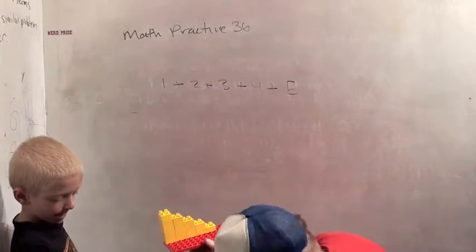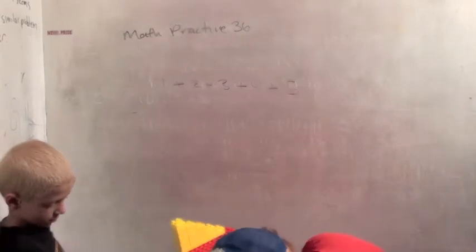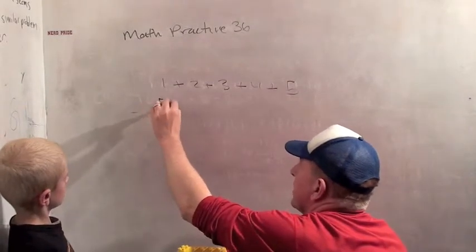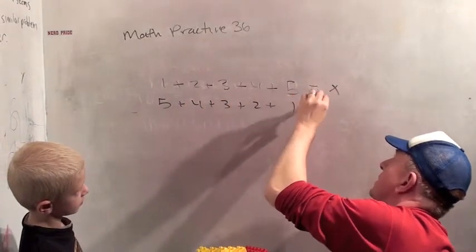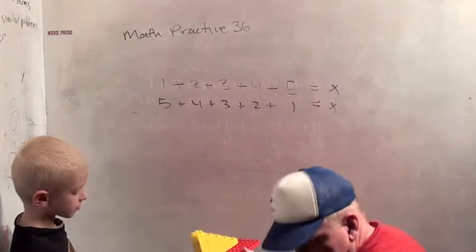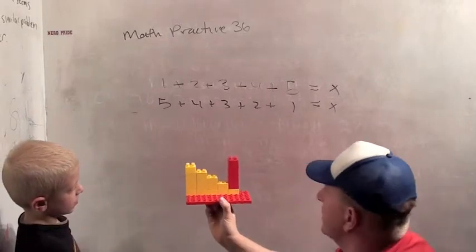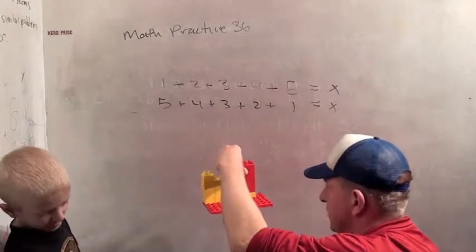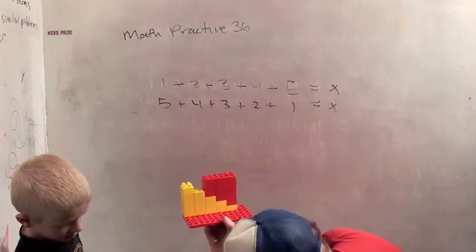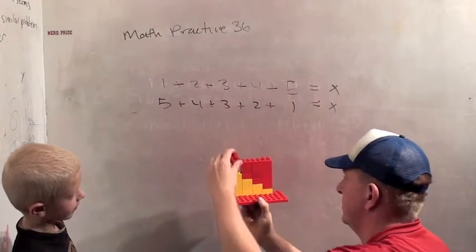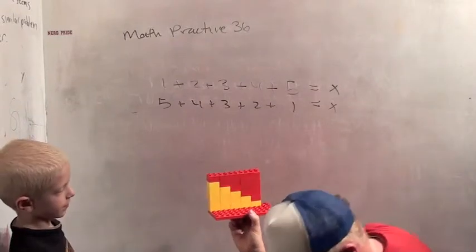And now, if I write them backwards, 5 plus 4 plus 3 plus 2 plus 1. I'm putting a 5 on top of the 1. You see that? And where do I put the 4 on top of? The 2. Where do I put the 3 on top of? The 3. And then I put 2 on top of the? The 4. And I put 1 on top of the? 5.